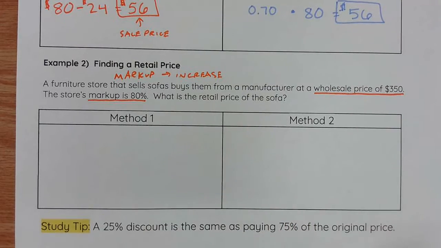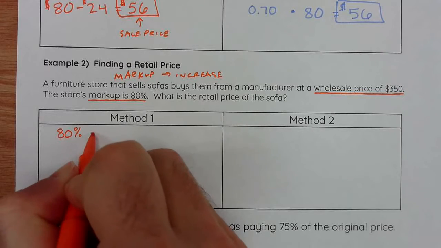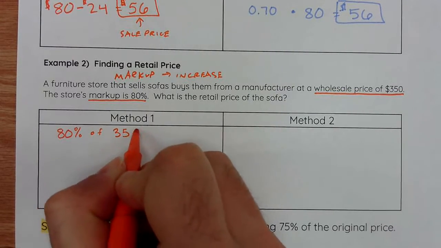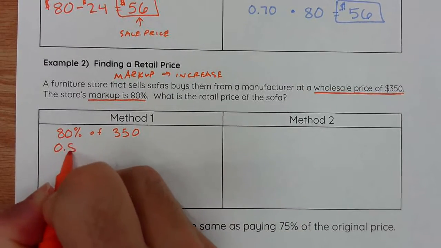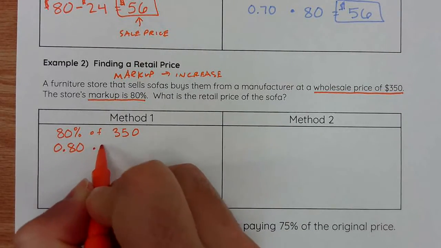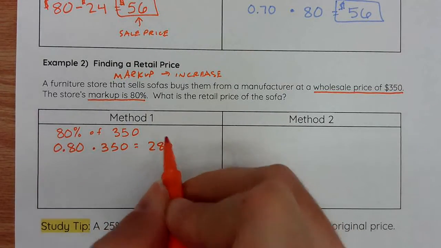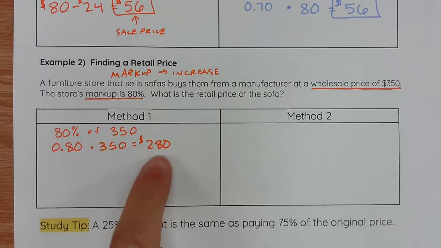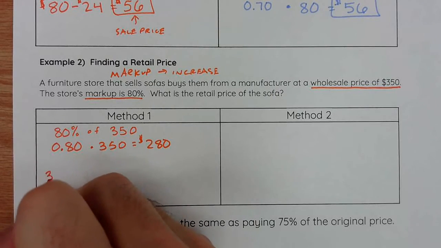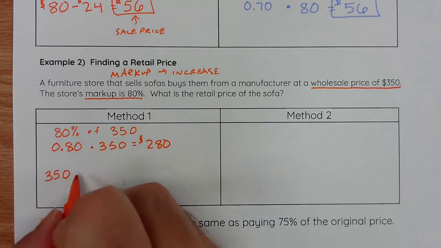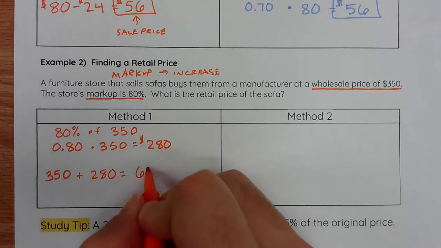So method 1, we would find 80% of 350, because that is how much it will increase. So 0.80 times 350 gives me an amount of $280. This is the amount they're going to increase it by. So I have to remember to take my $350 and increase it by $280, giving me an amount of $630.